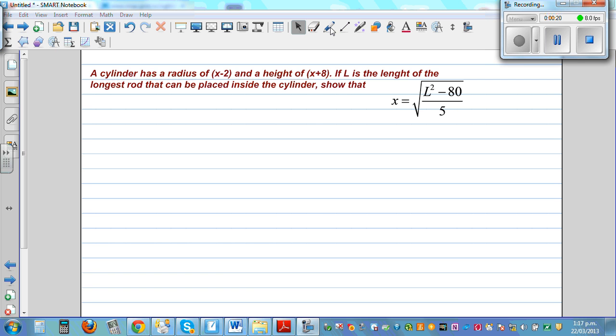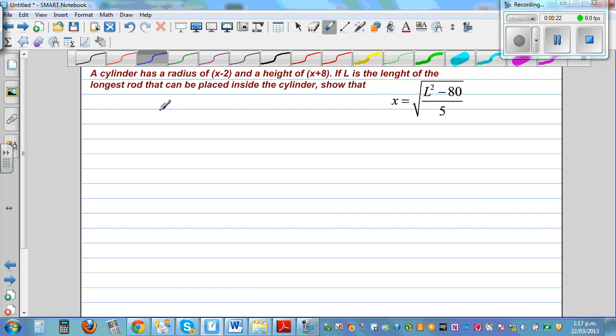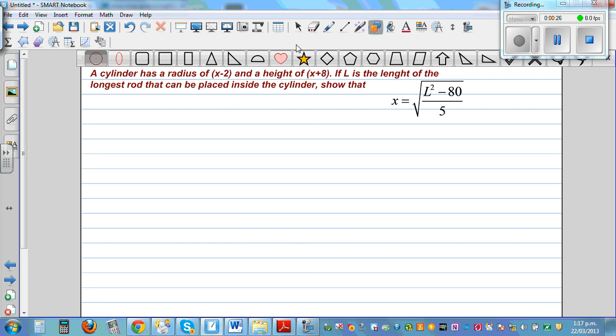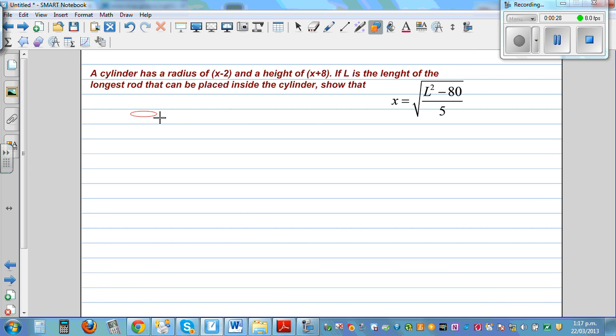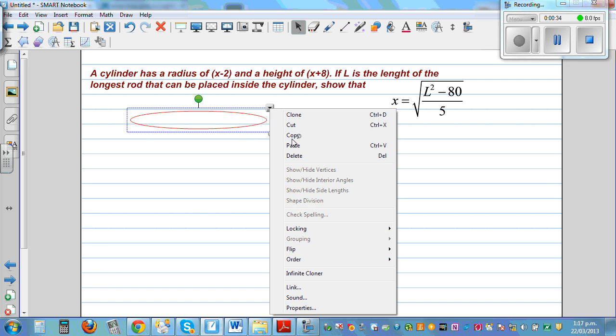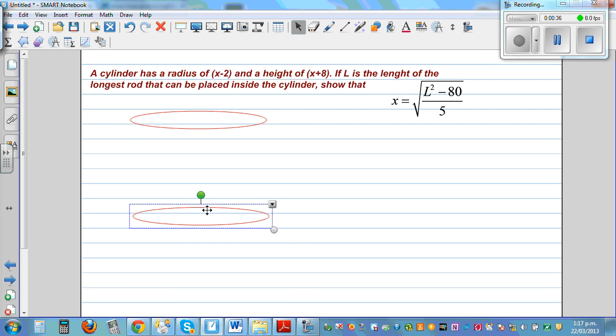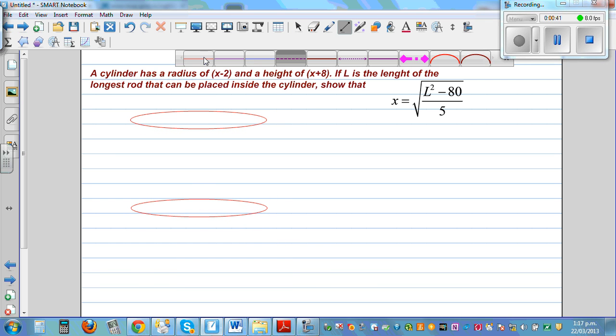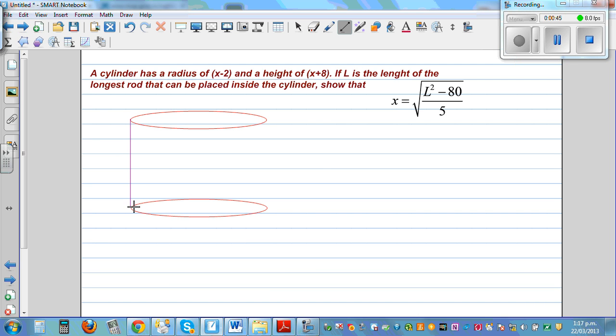So the best thing is to draw a cylinder. Whenever you have a question, the best is to draw a cylinder. So let me try to draw a cylinder. Let me copy this and paste it here. Okay, so this is a cylinder.